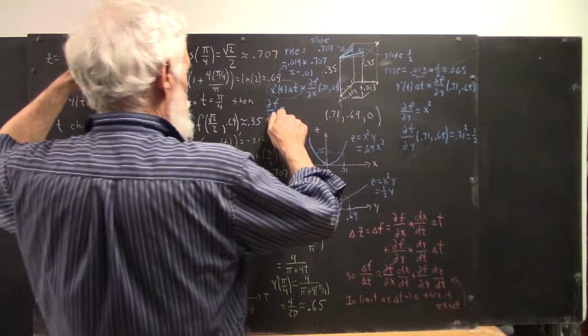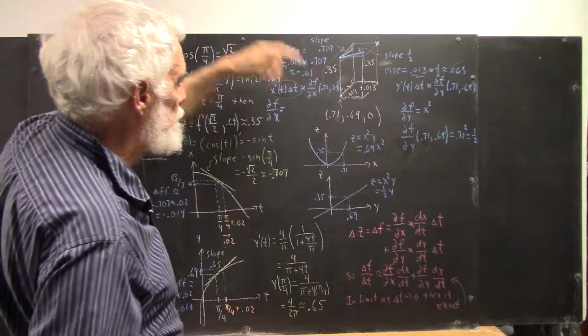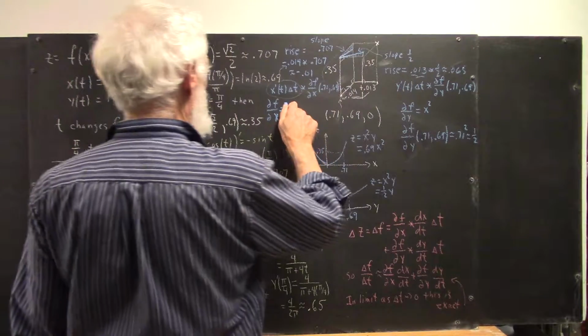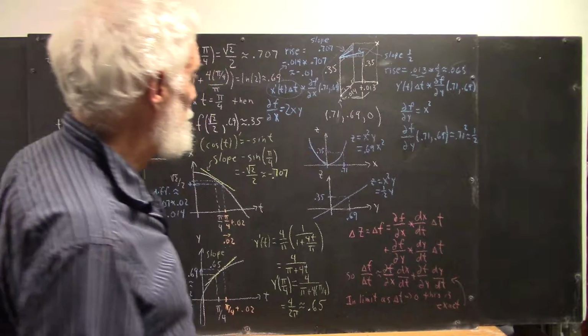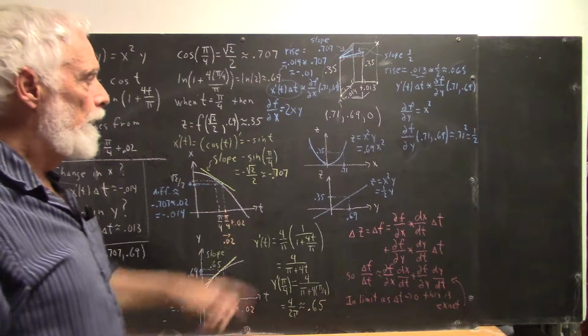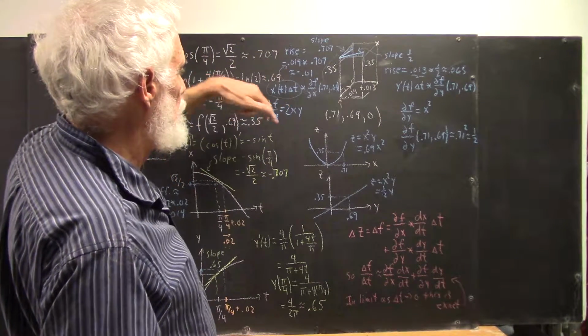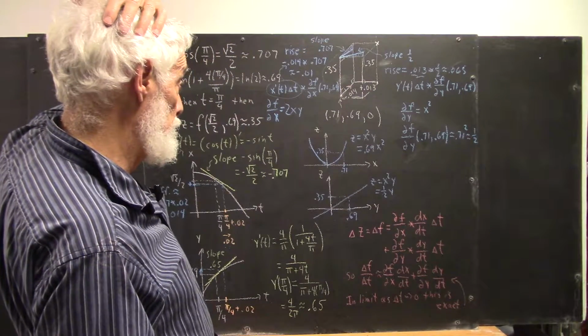And we want the partial of f with respect to x. I'm not sure why I wrote y there. Partial of f with respect to x: treat y as a constant, take the derivative with respect to x. Everybody understands this. That gives us 2xy. And if we multiply this x by this y and by 2, we get a slope very close to 0.707.